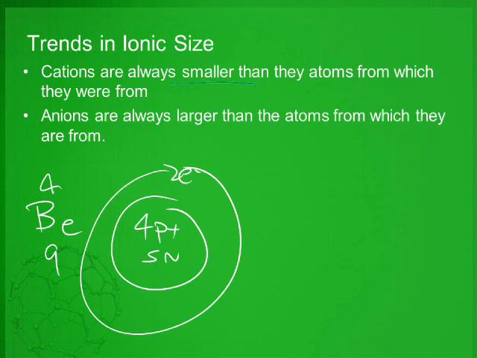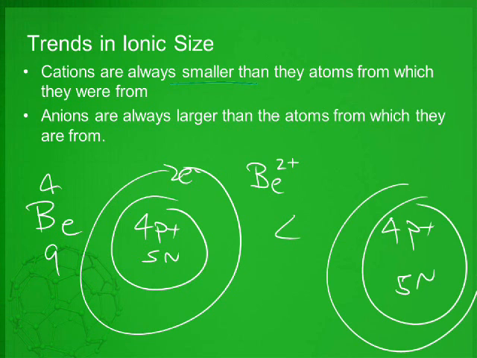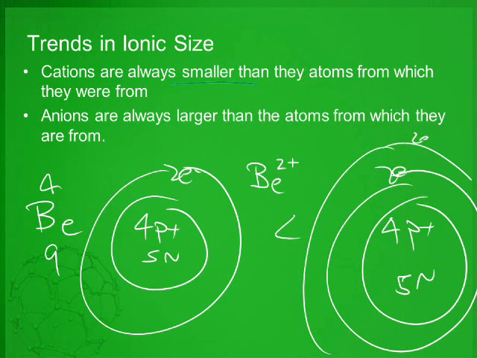But it did lose 2 electrons, so what's the overall charge? The overall charge here is beryllium 2 plus. Notice this is smaller than the beryllium atom. So this is 2 electrons, and then this is 2 electrons here. Because it lost those 2 outside electrons, it becomes smaller. So the cation is smaller than the atoms from which they came.